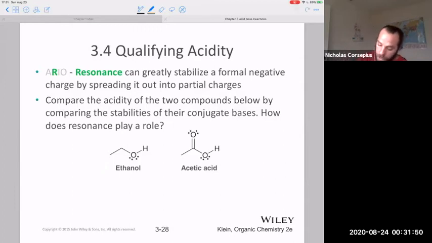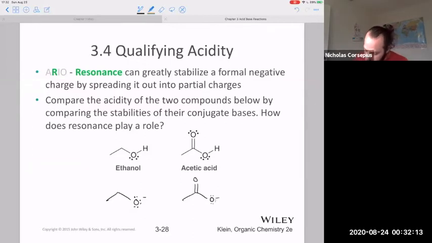Right, so here we have our allylic lone pair. So that's one of these structures that exhibit resonance. So we're going to look at the conjugate base of these 2. For ethanol, it's that, and for acetic acid, this is my conjugate base.